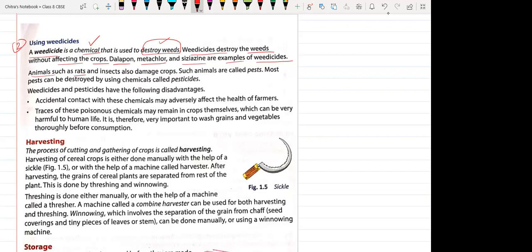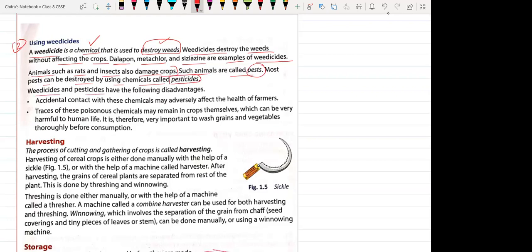Animals such as rats and insects also damage the crop. Such animals are called pests. Most pests can be destroyed by using chemicals called pesticides. So we are using pesticides also.